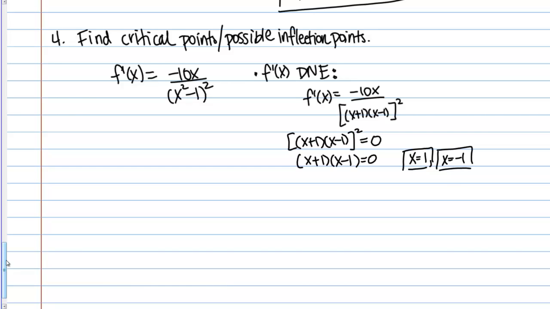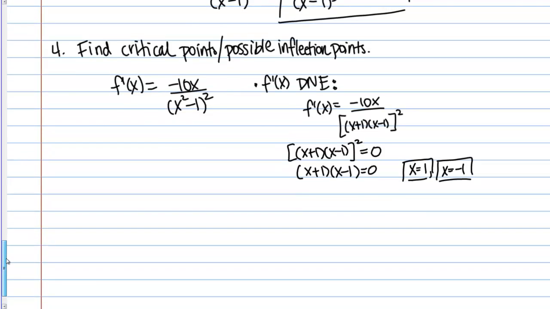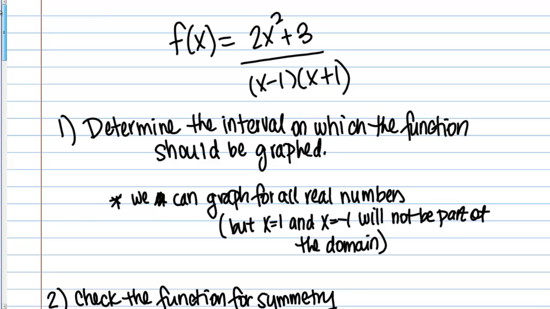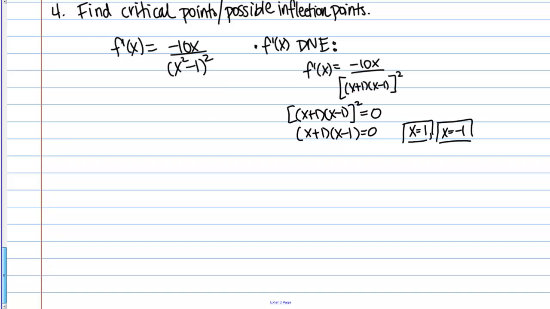Okay, so let's think about what that means. In the past, I've always encouraged you, whenever you find a critical point, to think about whether it's in the domain of the original function. Now in this case, if we scroll back up to our original function, it had x minus 1 and x plus 1 in the denominator, right? So these are not actually in the domain of the original function.